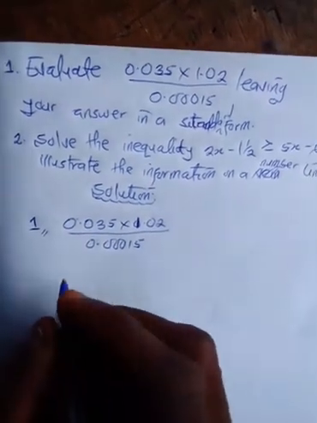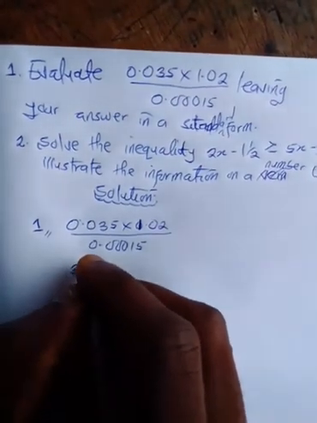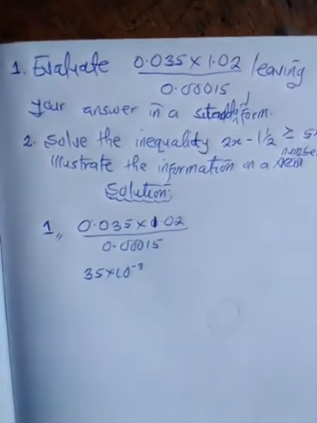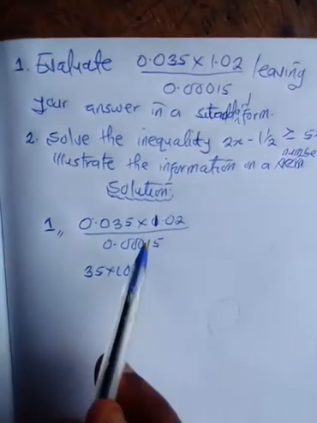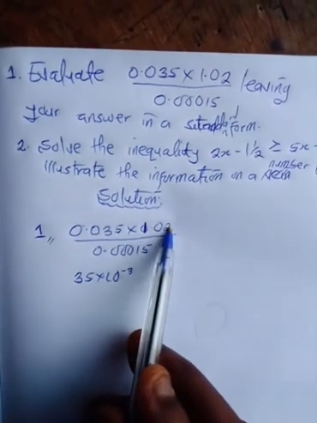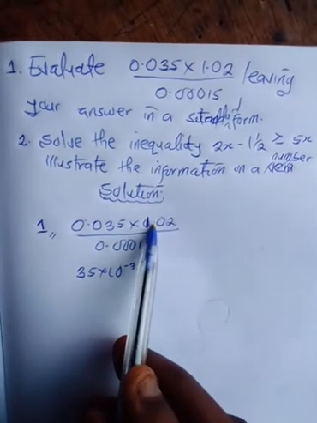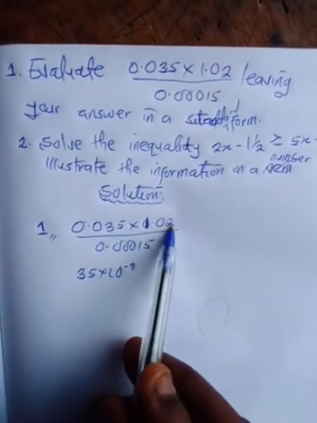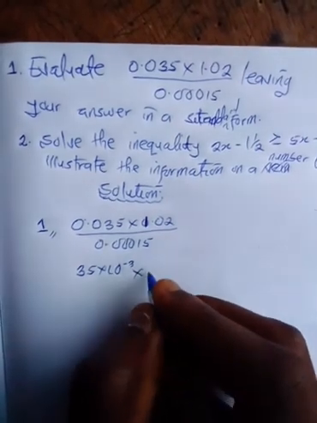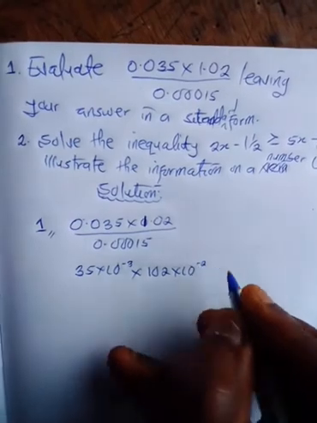So what will I do? I will write 35 times 10 to the power negative 3. If I come to the second one, I have 1.02. If I also want to round that one off, I go 1, 2, to the last digit. So I have 102 times 10 to the power negative 2.